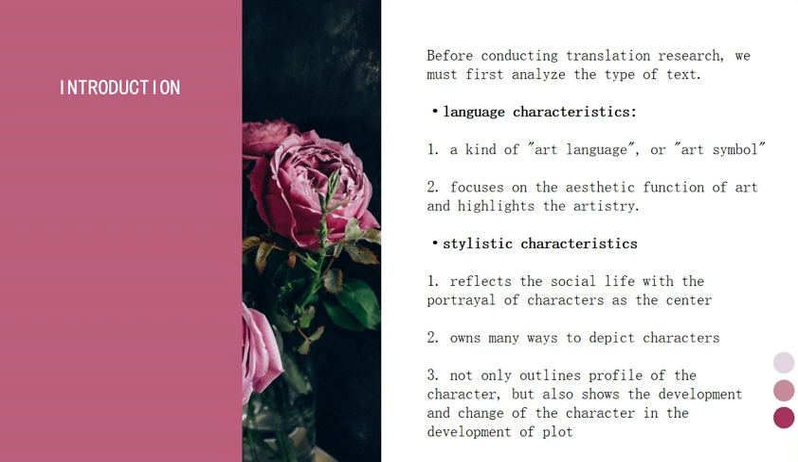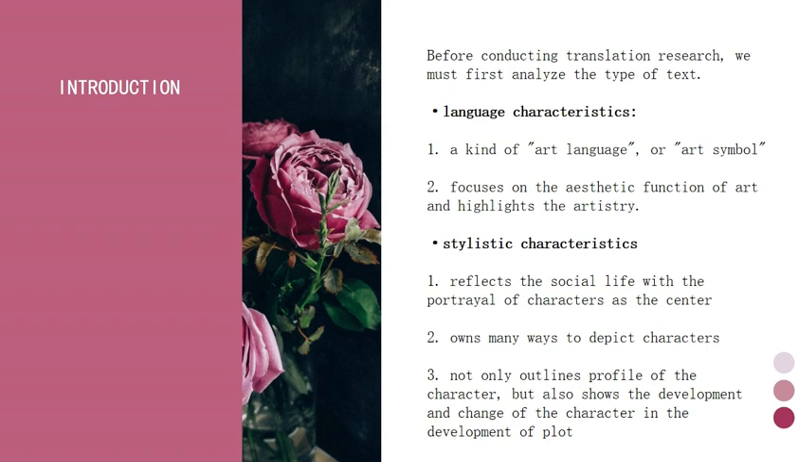Novel is a kind of literary genre that reflects social life with the portrayal of characters at the center. It uses a method of artistic generalization to shape the characters. There are many ways to depict characters in novels, including action description, language description, psychological description, and side description through other characters' reactions and attitudes.